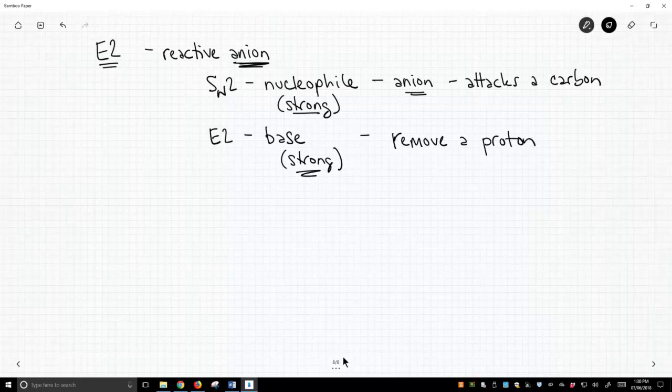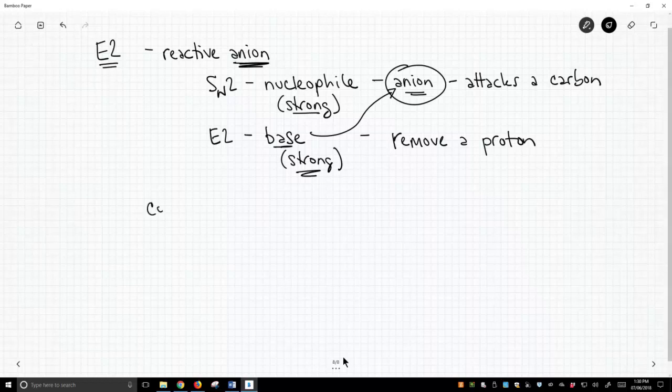So this kind of gets you into the distinction between the E2 and the SN2. However, there's a lot of overlap. Your strong base will also often be an anion. So we're going to look for reactive anions. One challenge we'll have is we'll find reactions that contain strong anions, and we'll have to decide, is this going to behave as a nucleophile or as a base?